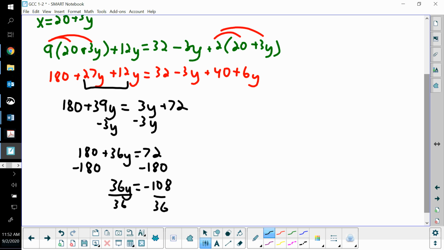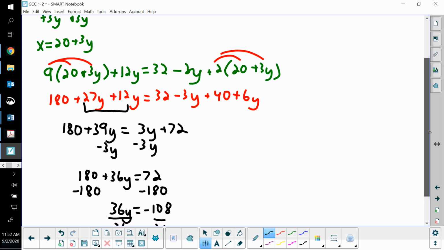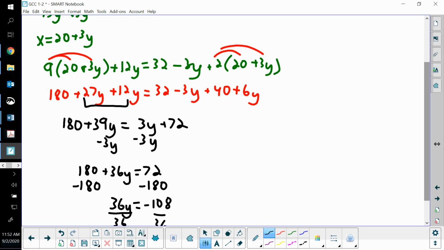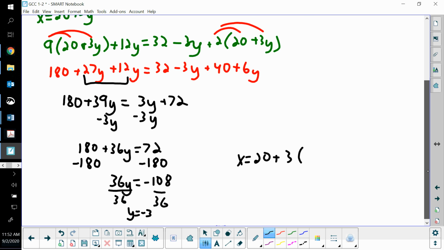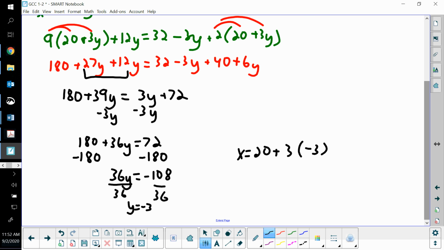So we'll divide by 36, and that'll just tell us that y is -3. So probably the easier one to sub into was the x equals 20 plus 3y. So we'll sub the -3 in there, and we get x equals 11. So we would have 11, -3 as our solution.